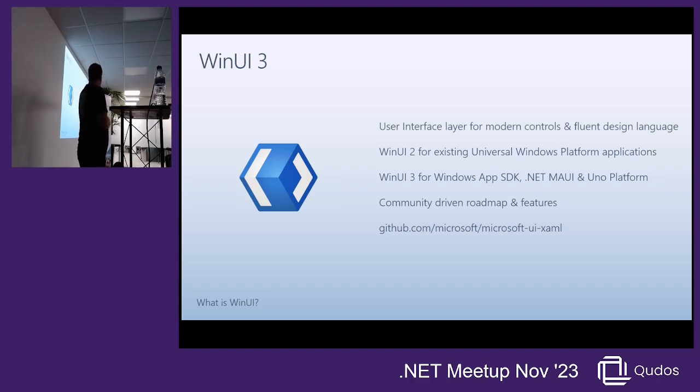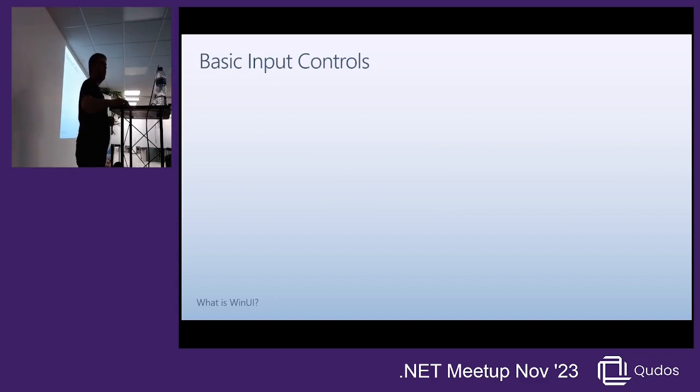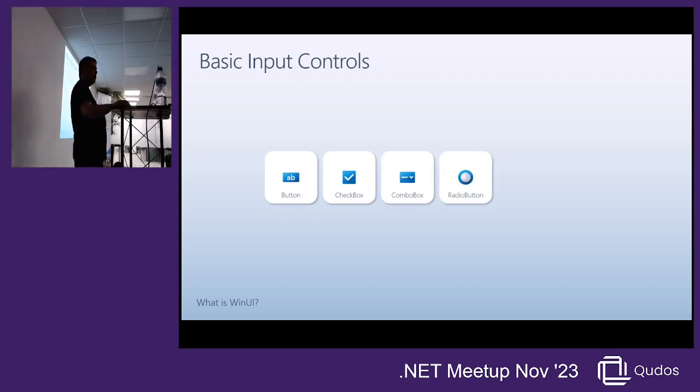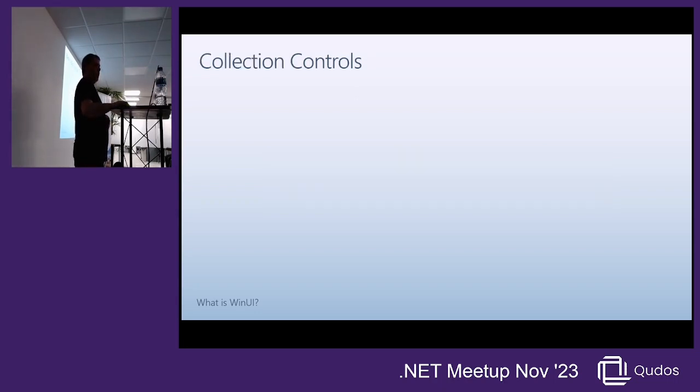And you can download the releases from here. I'll have all the links at the end, don't worry. And you can get the full source code for all the controls. So if there's any you want to port over, feel free. So the kind of controls you've got: buttons, checkboxes, combo box, radio buttons, sliders, toggle switch, the usual kind of controls you'd expect from an application.